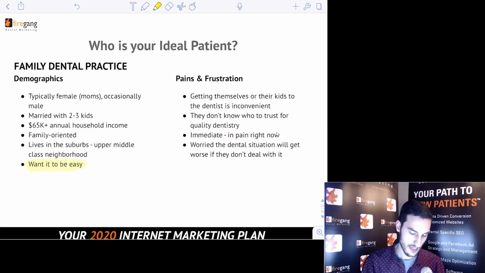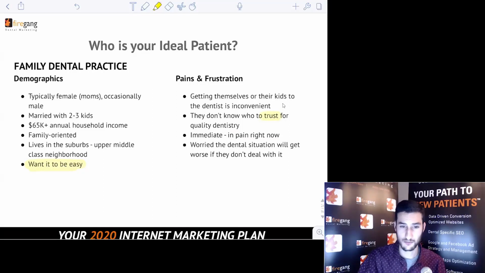Pains and frustrations. This person might think that getting themselves or their kids to the dentist is really inconvenient. It just doesn't work with work. There's always something going on. They don't know who to trust for quality dentistry. How can we make this easier for them?